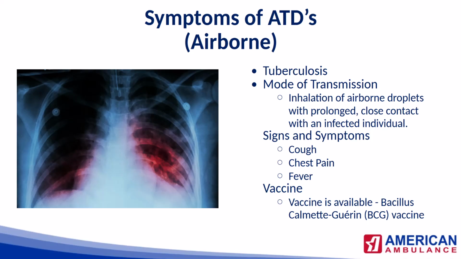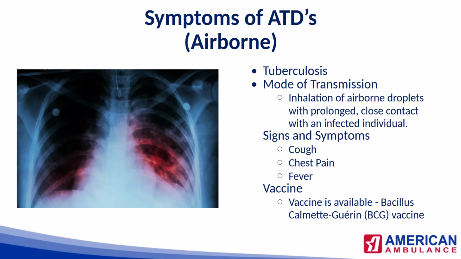The disease mainly affects the lungs but can also affect other parts of the body, such as the kidneys, spine, and brain. Symptoms of TB can vary, but commonly include persistent cough, chest pain, coughing up blood or sputum, fever, fatigue, weight loss, and night sweats.